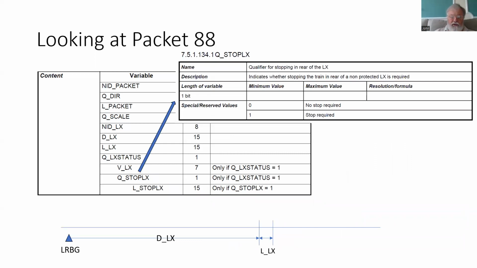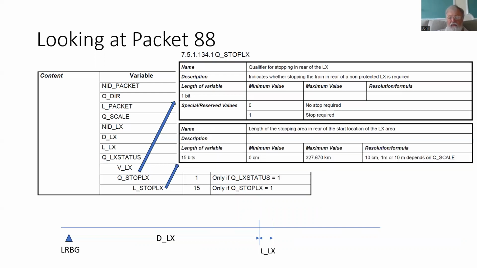Now, the next two pieces of information are whether the train needs to stop on the approach to the level crossing before being able to proceed or not. Q_STOP_LX allows the stop to be required, and if that stop is required, then the stop has to occur in a short distance before the start location of the level crossing. If the stop occurred too far from the crossing, then it would not be considered as a stop for the level crossing. L_STOP_LX defines the distance on approach to the level crossing in which the stop must occur.